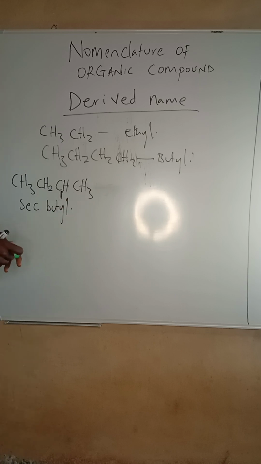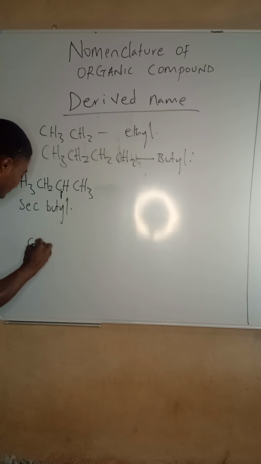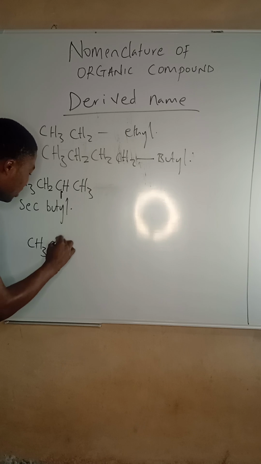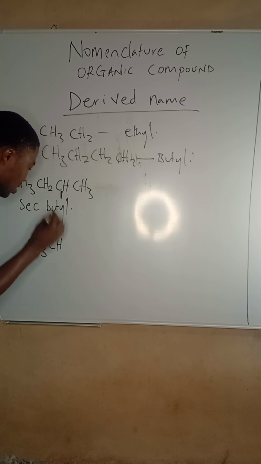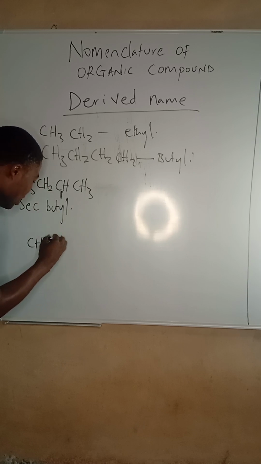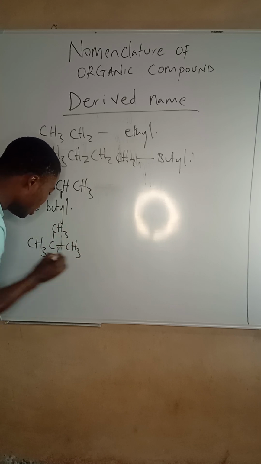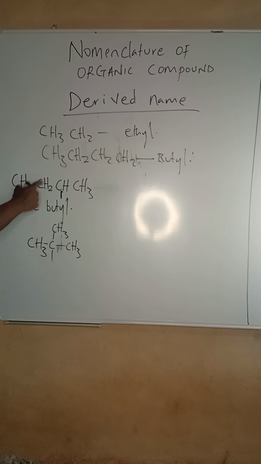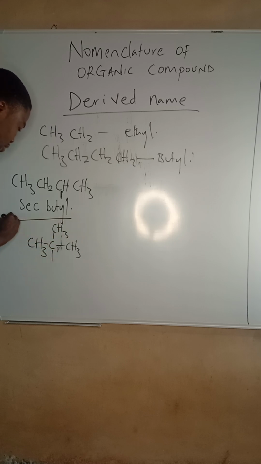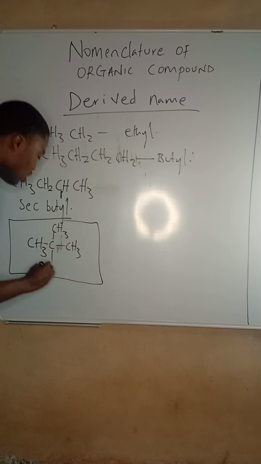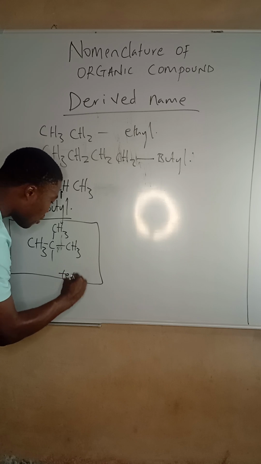Now, if I can still stay on the butyl group, I should have something like, let's say, CH3, CH3, CH. Please watch, or rather, CH3, and we have to make it tertiary, CH3, CH3, then we have something like this. So you see, they are the same thing. You have 9 hydrogens in total and 4 carbons. This type of butyl group is called a tert butyl.